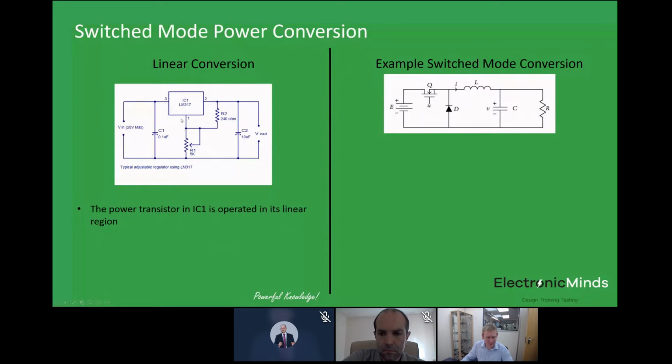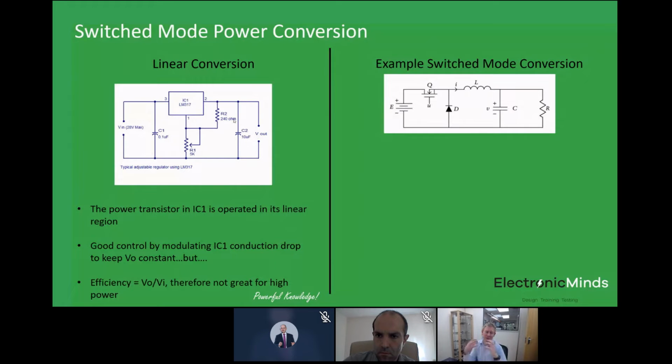And it has feedback control here. So this thing turns itself on a little bit more or off a little bit more just to maintain the output being constant. So it operates the transistor, the pass device there, in its linear region. And it works very well for low power. The trouble is, if you have any sort of big difference between the input and output, the efficiency of a linear converter stage, as shown here at least, is just the output voltage divided by the input voltage.